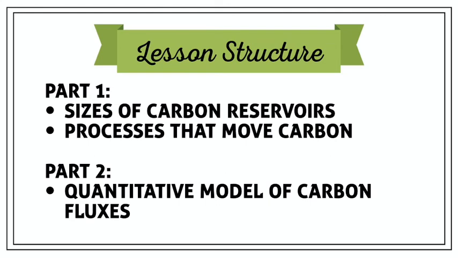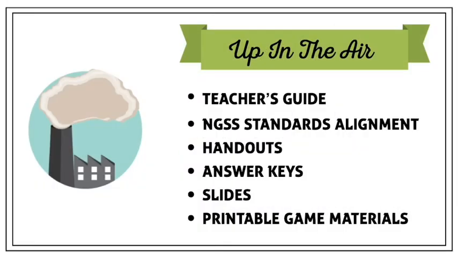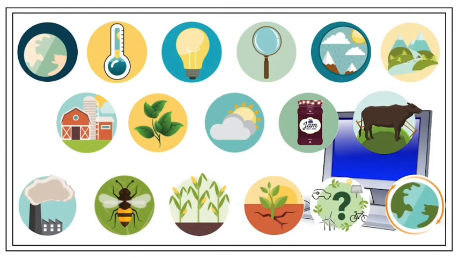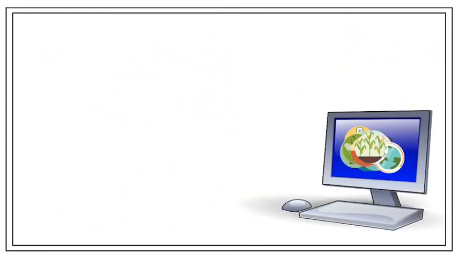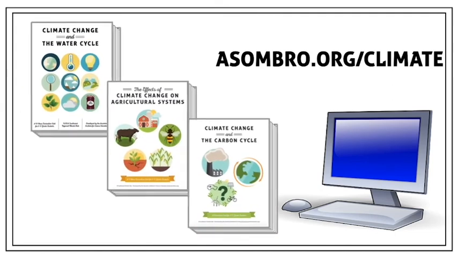Continue with Part 2 of Up in the Air to build a quantitative model of the carbon cycle. A detailed teacher's guide and accompanying materials for this and other climate change lessons can be found online at asombro.org/climate. Check regularly for updates, new lessons, and information about teacher workshops.